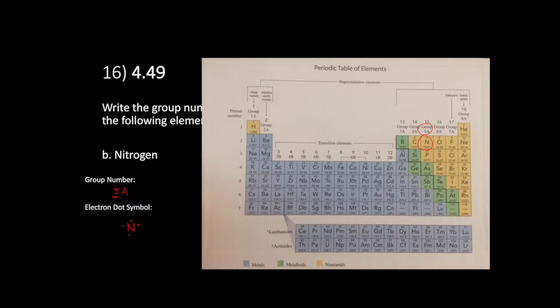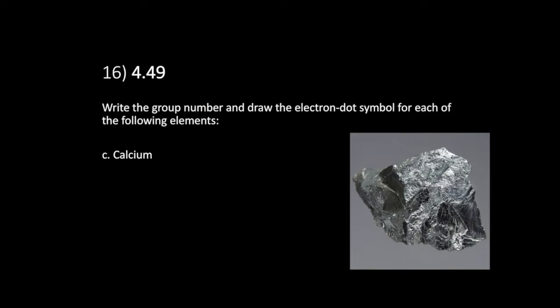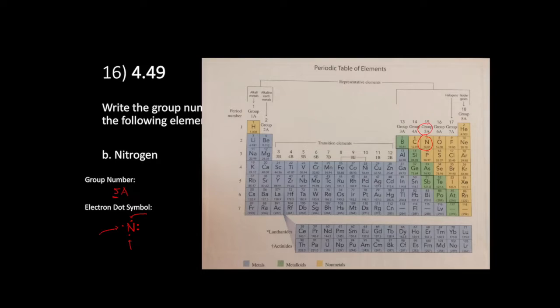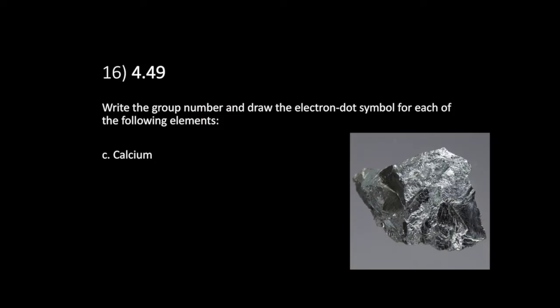Now that I have 1 on each side, I can start pairing them. There's the 5th one, and that is the electron dot symbol. So you could see that nitrogen can connect with 3 other atoms because it has 3 electrons that are not paired up. And you're able to see that because of the electron dot symbol.